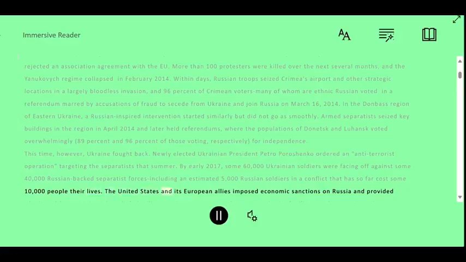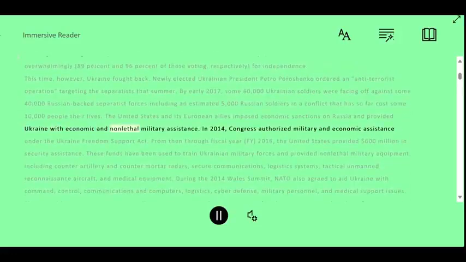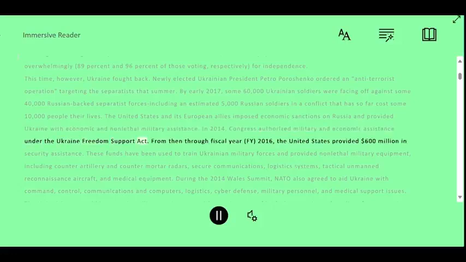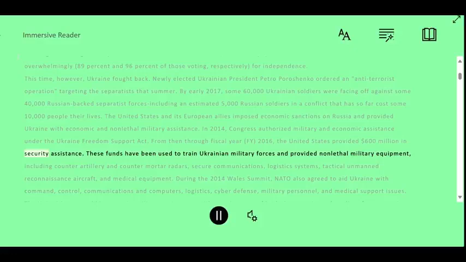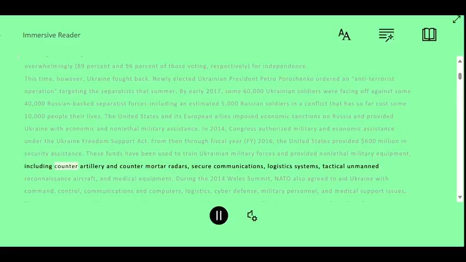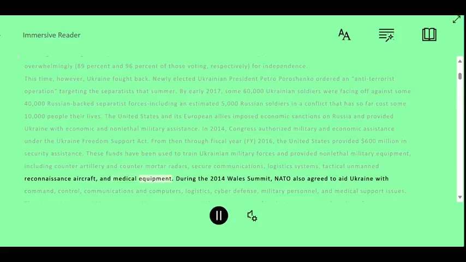The United States and its European allies imposed economic sanctions on Russia and provided Ukraine with economic and non-lethal military assistance. In 2014, Congress authorized military and economic assistance under the Ukraine Freedom Support Act. From then through fiscal year FY 2016, the United States provided $600 million in security assistance. These funds have been used to train Ukrainian military forces and provided non-lethal military equipment, including counter-artillery and counter-mortar radars, secure communications, logistics systems, tactical unmanned reconnaissance aircraft, and medical equipment.